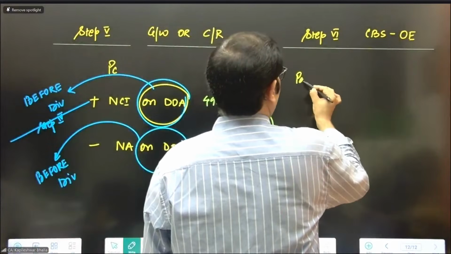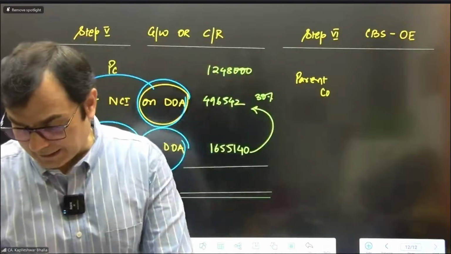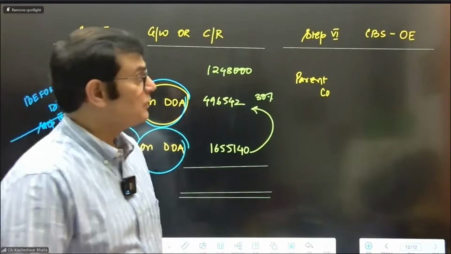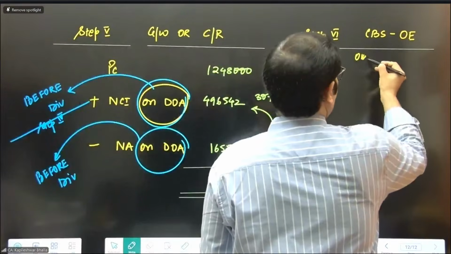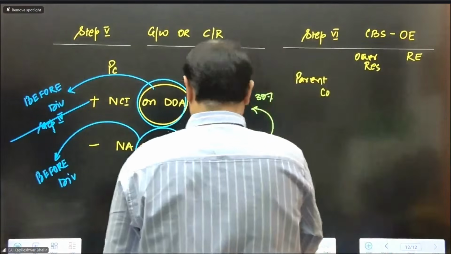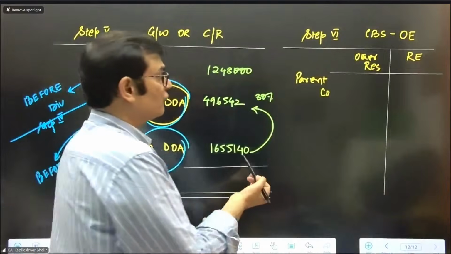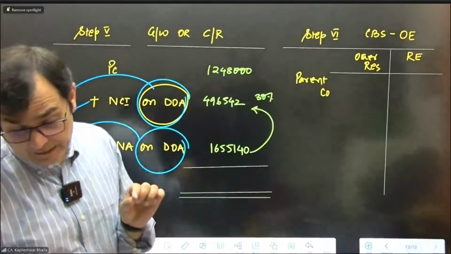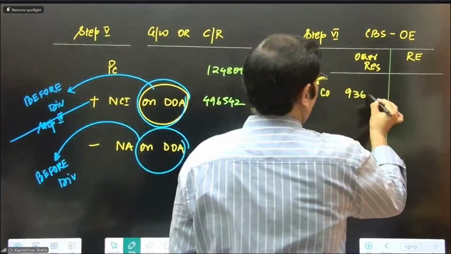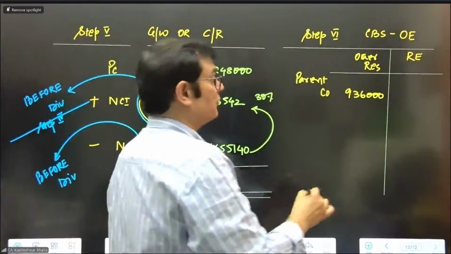So let's take the parent company's RE as a base. When you consider the parent company's figures, there are other reserves and there is RE, so we need to take separate columns for both of them. Let's take the parent company's figure as a base. The other reserves is appearing at 936,000, and the retained earnings is given as 178,400.